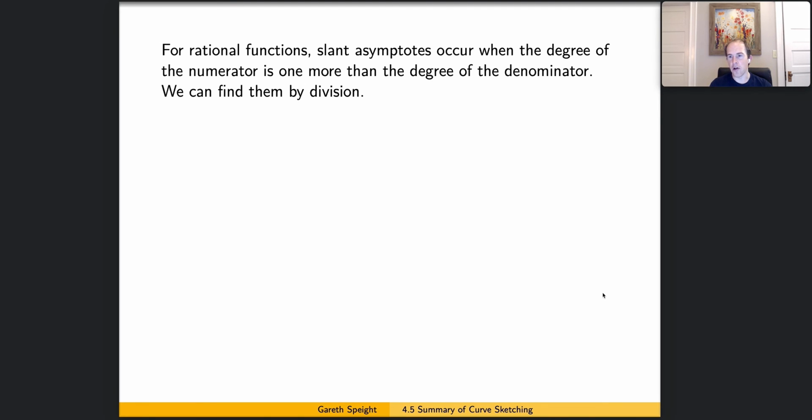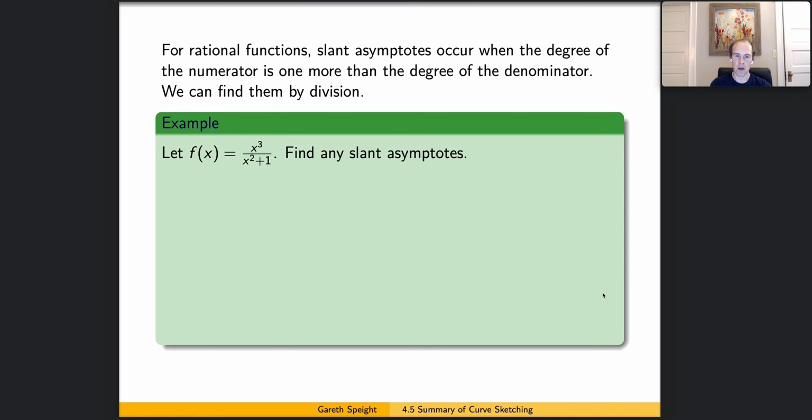Okay, they can happen for all different types of functions, but one kind of interesting example is rational functions where the degree of the top is 1 bigger than the degree of the bottom. In that case, we can find the slant asymptotes by division. So for instance, here is a function x cubed divided by x squared plus 1. Let's try to find any slant asymptotes. So we should use long division to rewrite this.